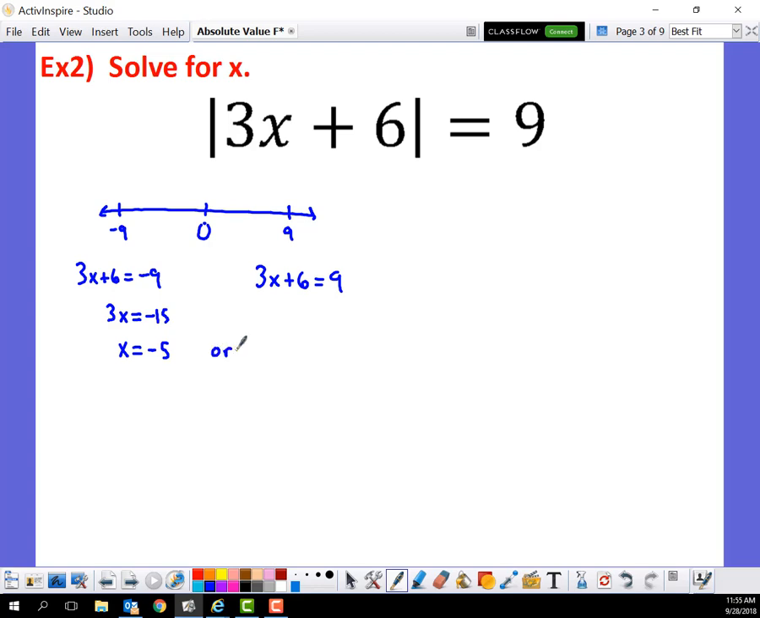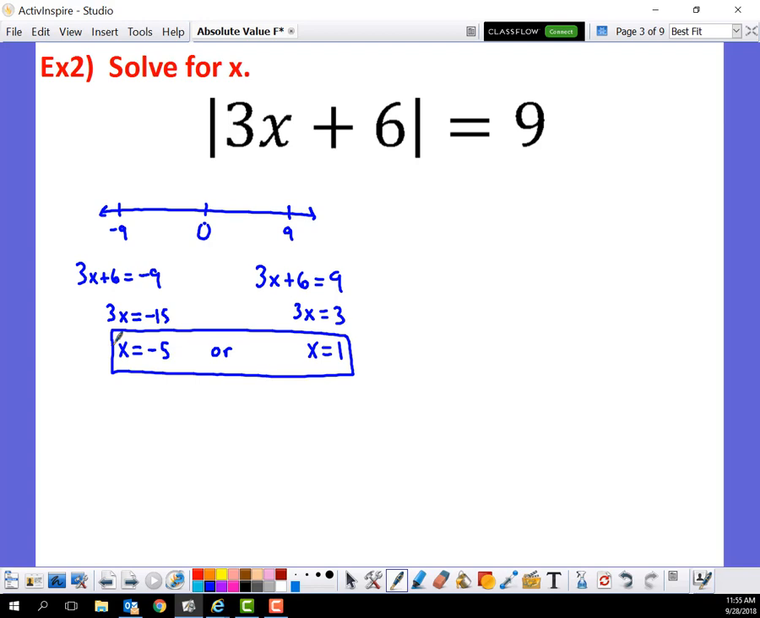Or I could get a second x value. Here I subtract 6 on both sides, and I get 3x equals 3. Divide both sides by 3, I get x equals 1. So here, my 2 solutions, my 2 possibilities that make this equation true are -5 and +1. And you can always go back and double check that.